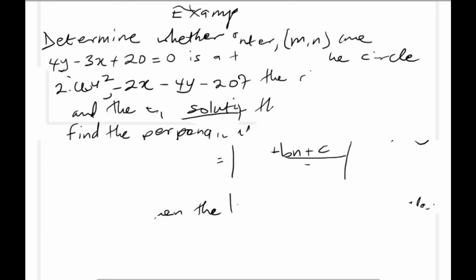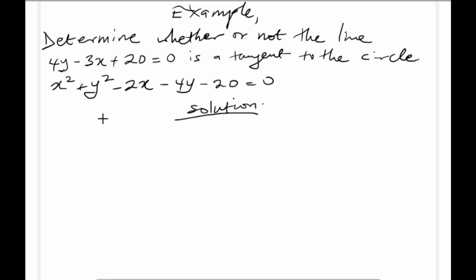Our example says determine whether or not the line 4y minus 3x plus 20 equal to 0 is a tangent to the circle x squared plus y squared minus 2x minus 4y minus 20 equals 0. We are going to find the center and radius of this circle first.